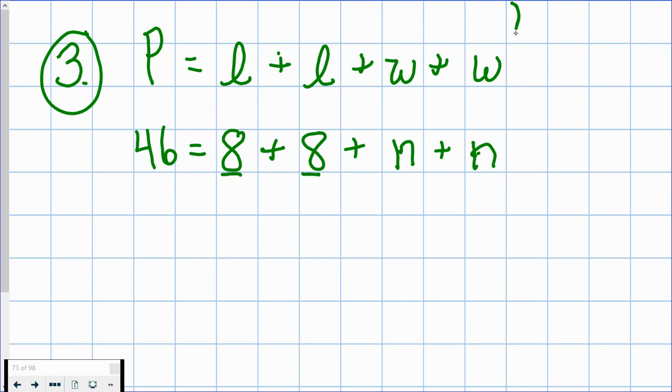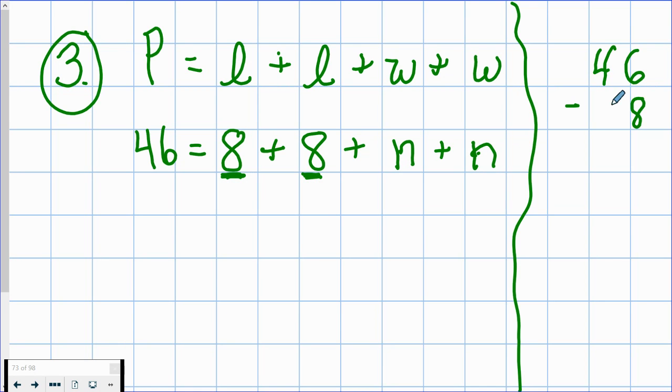Okay, so I'm going to come over here to the side. Okay, so I know the perimeter is 46 inches total. If I take away these 2 sets of 8, and yes, you can do this on a calculator. So 46 take away 8, is 38. Okay, so I took this one away. Now let me take away one more 8.